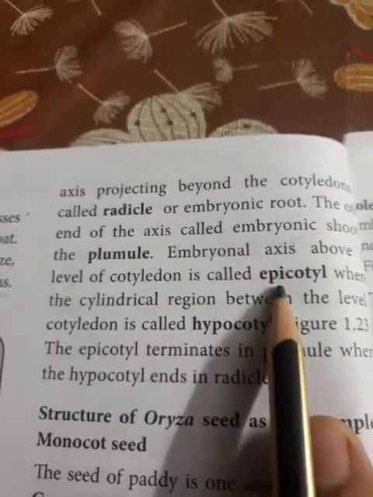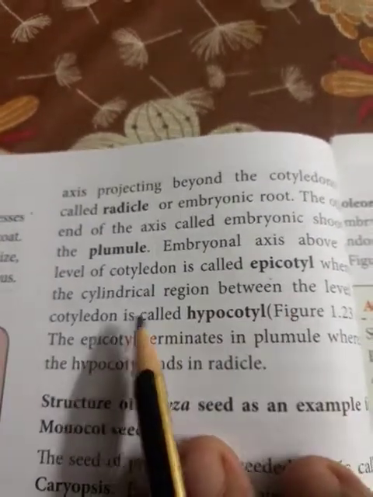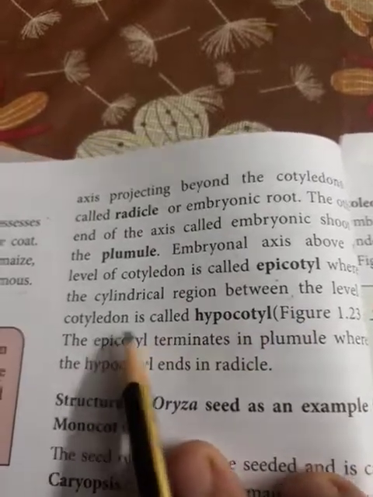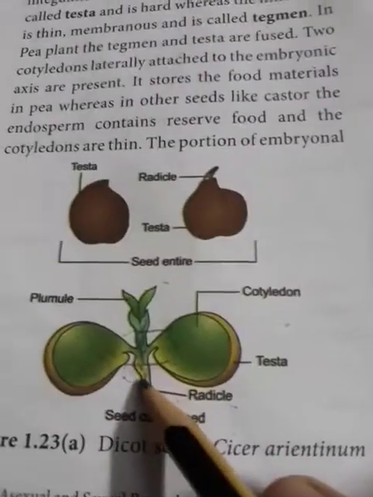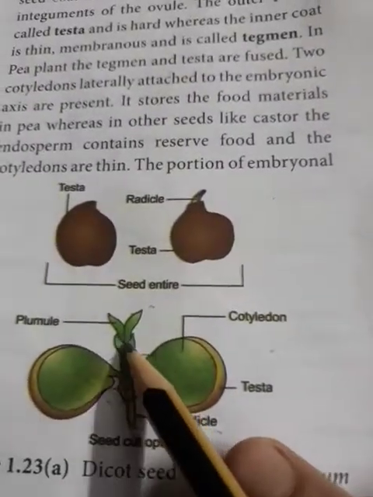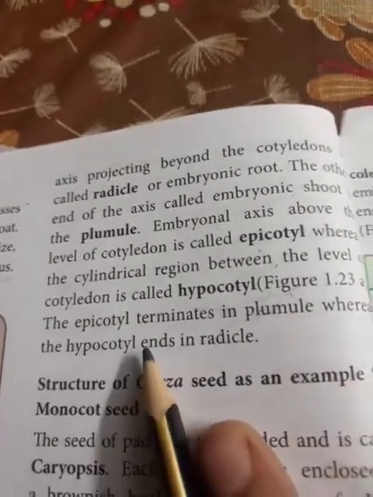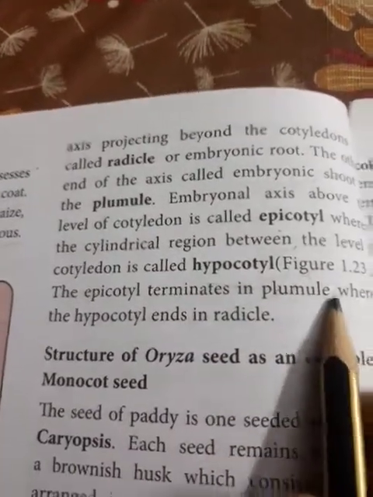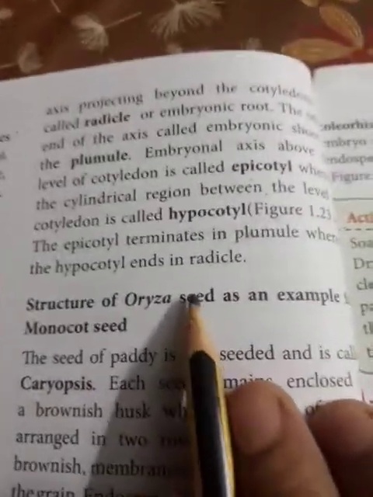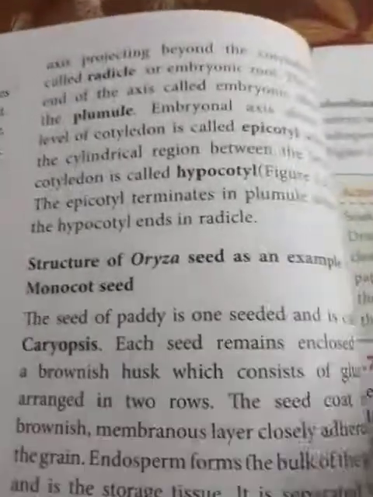The embryonal axis above the level of the cotyledon is called the epicotyl, whereas the cylindrical region below the level of the cotyledon is called the hypocotyl. This region is called the hypocotyl. This region is called the epicotyl. The epicotyl terminates in the plumule, whereas the hypocotyl ends in the radicle. This is the structure of the dicot seed, a 5 marks question.